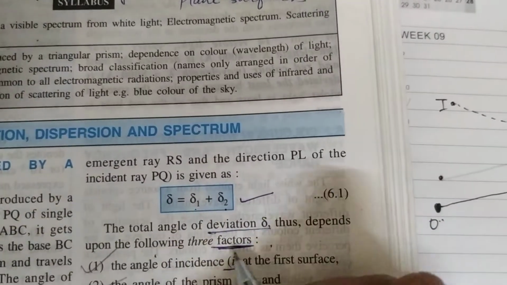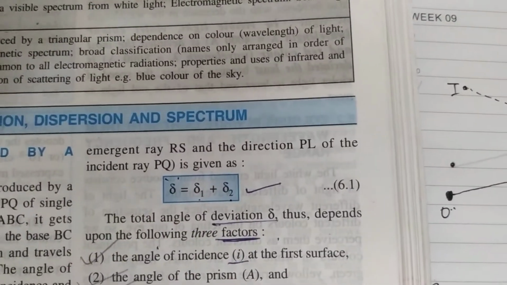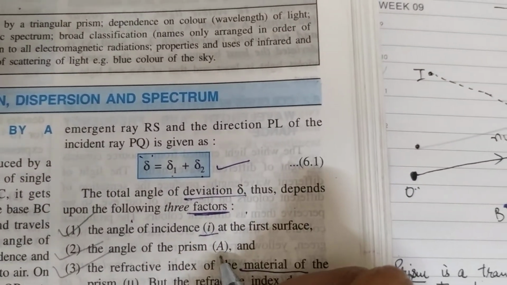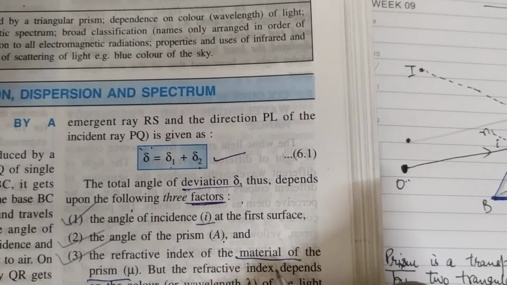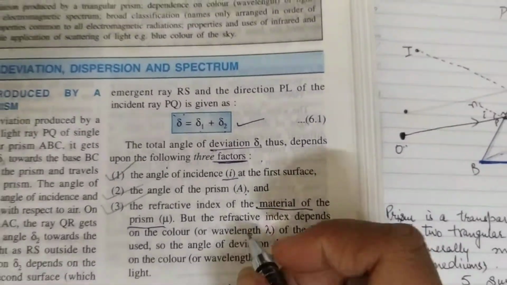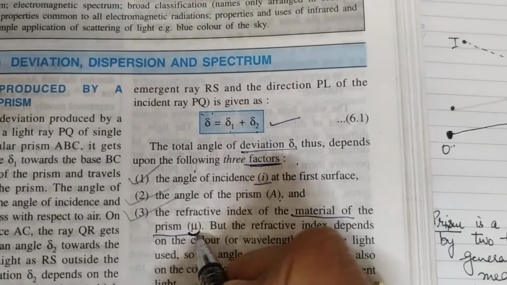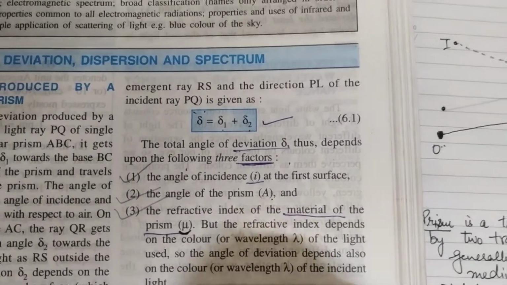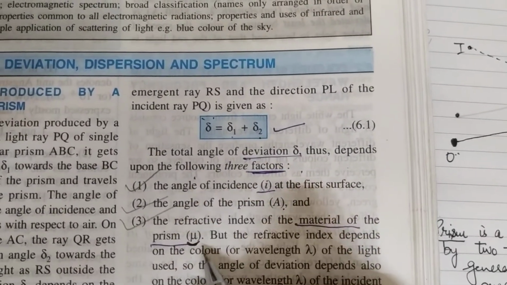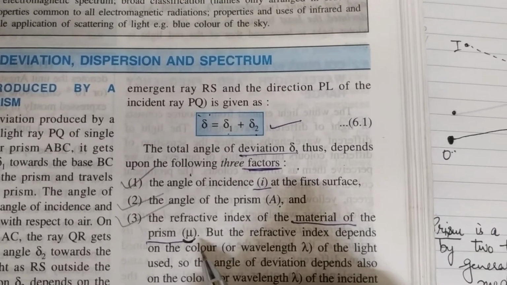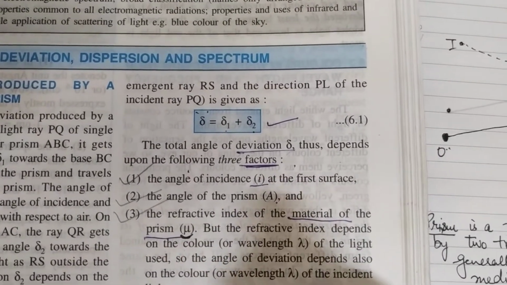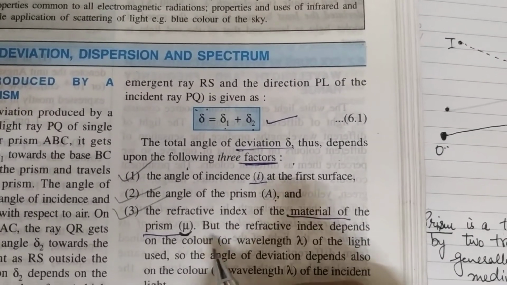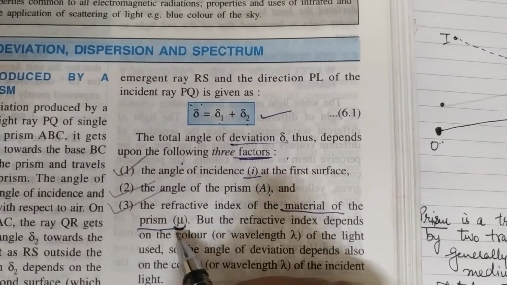Now there are some factors on which the actual deviation angle depends. Number one is the angle of incidence. Number two is the angle of prism, and third is the material of the prism, meaning the nature of the material of the prism, which is generally represented by mu. Mu is the refractive index, which we have to study in chapter number 4, that tells us that the amount of bending is actually the property of the material which is the refracting medium, and the refracting medium's property is reflected by the refractive index.